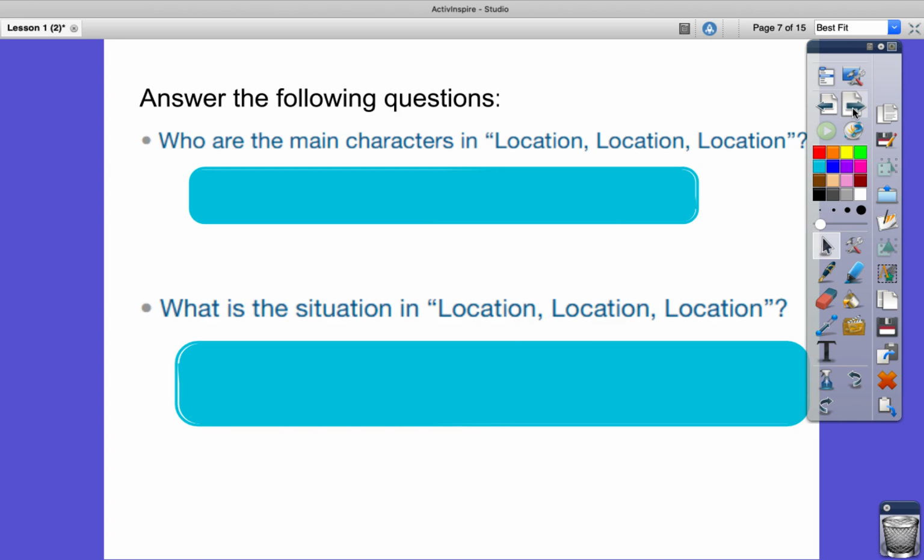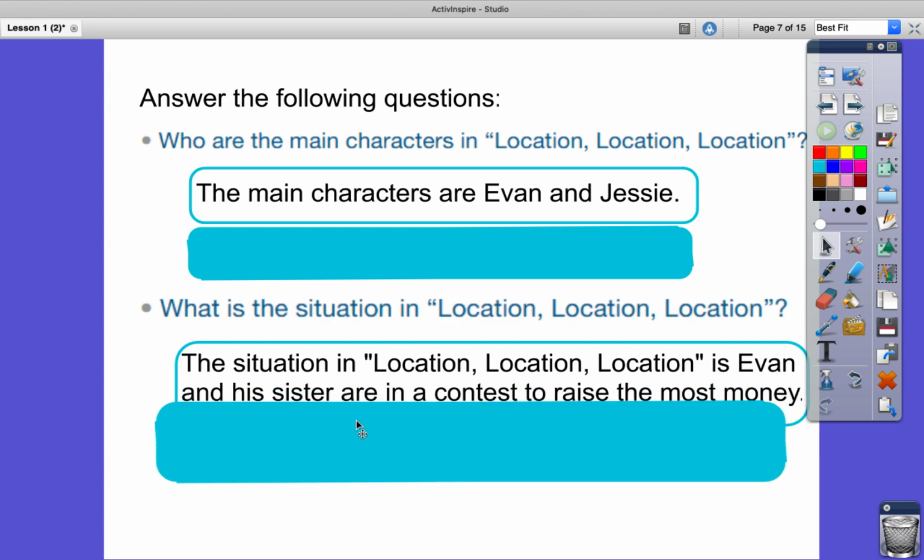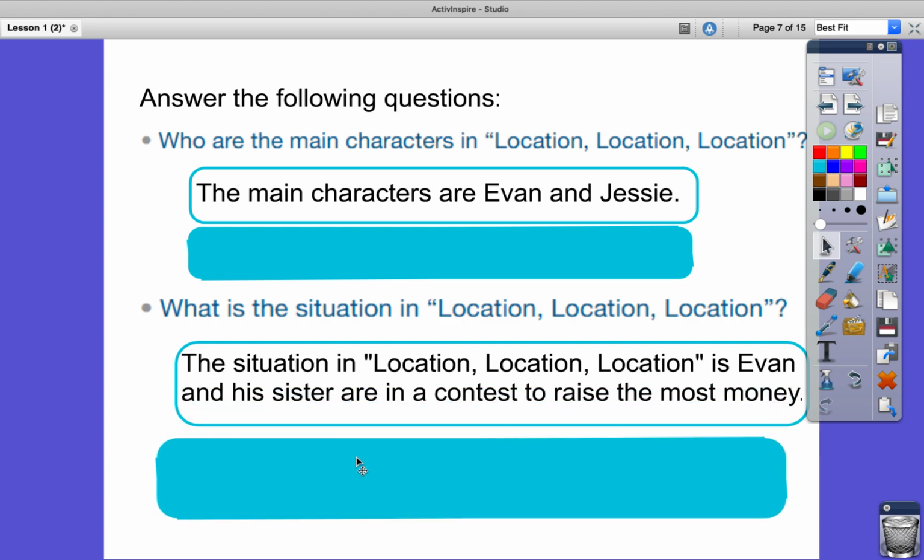So let's try to answer these questions. Who are the main characters in Location, Location, Location? Let's see. If you said the main characters are Evan and Jesse, then you are correct. Let's look at our next question. What is the situation in Location, Location, Location? The situation in Location, Location, Location is Evan and his sister are in a contest to raise the most money.